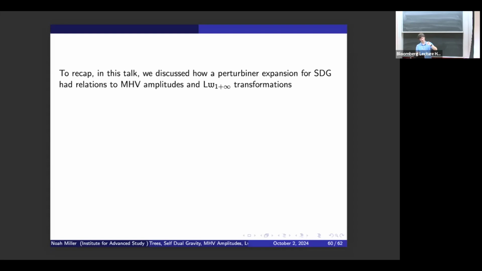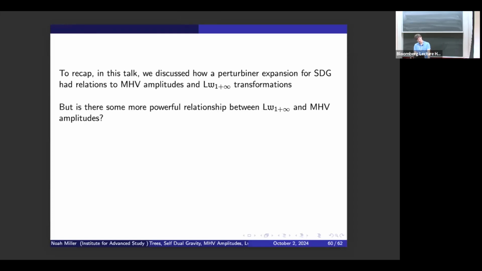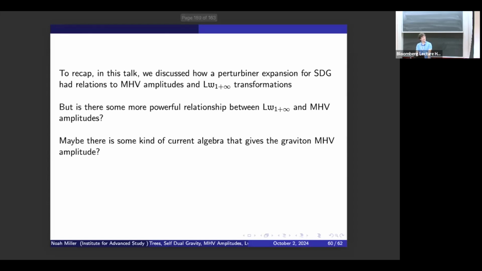And we also discussed how we could use the perturbiner expansion to talk about Lw1+infinity transformations. So I've used the perturbiner expansion to do two things: to talk about Lw1+infinity and MHV. But one would like a more powerful relation between these transformations and MHV amplitudes. Is there such a thing? It's all suggestive. There's the OPE-like recursive formula. Maybe there's some sort of current algebra that you could use to compute the graviton MHV amplitude.